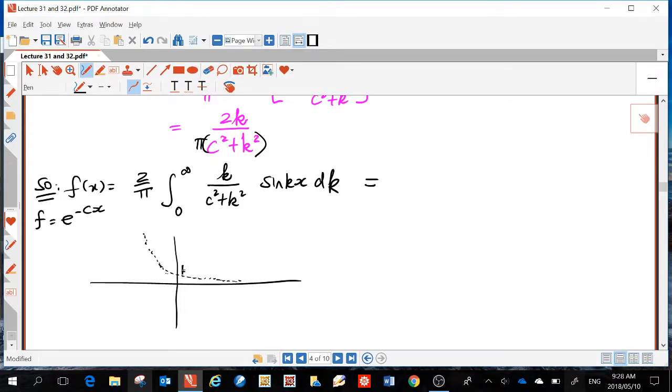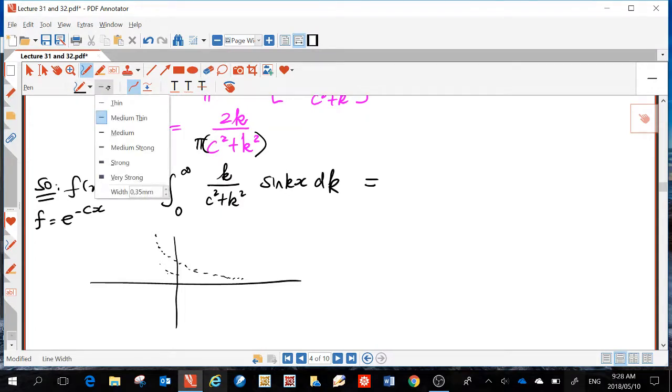Crossing through 1 there. Let me just make that a little clearer. I'm using dotted lines because we don't want the entire thing. We want only the part that's from 0 to infinity. This part here. That's the function e to the minus x. It goes through 1 there.